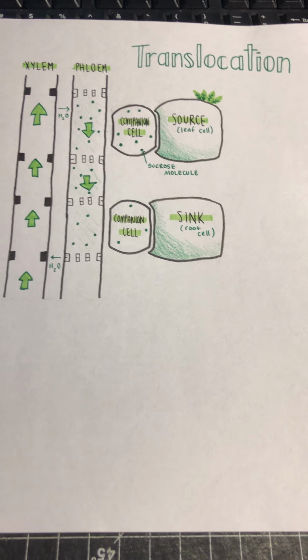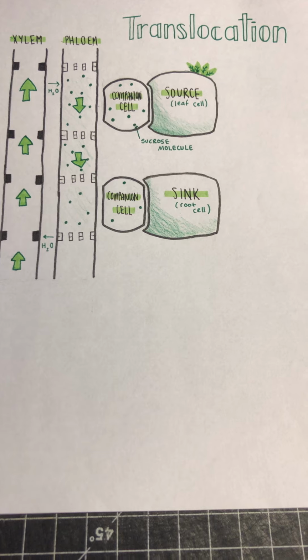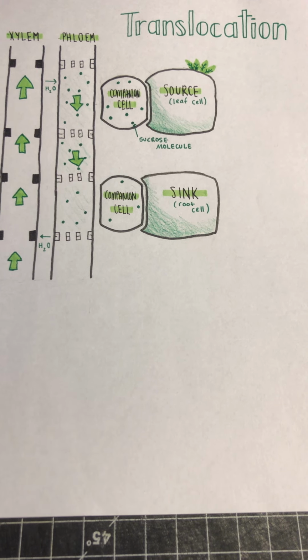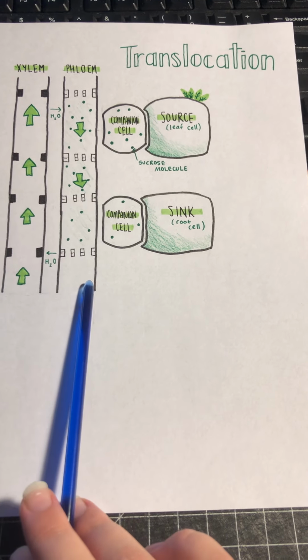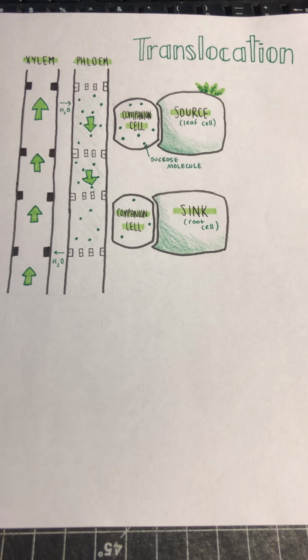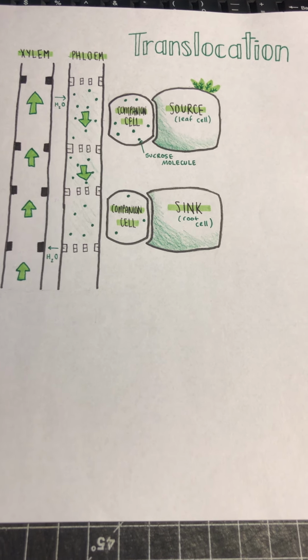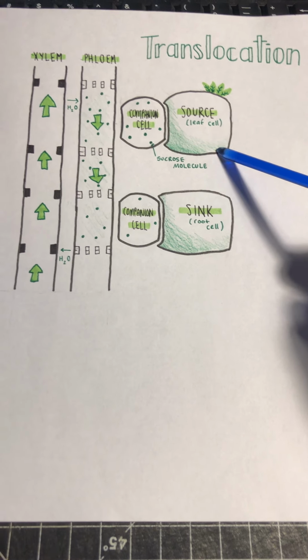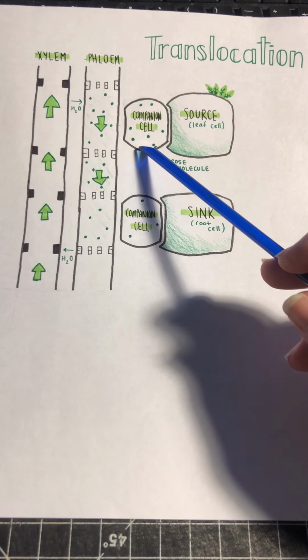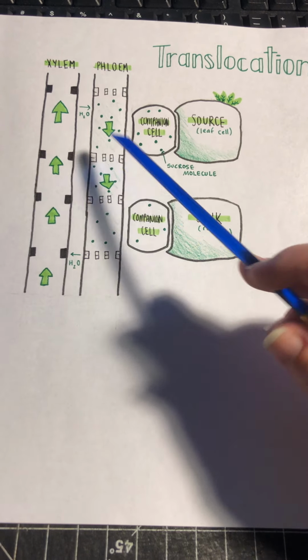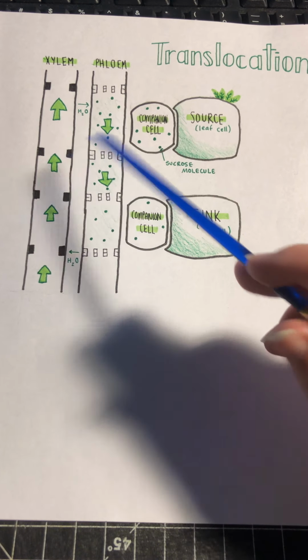Translocation. Plants transport organic compounds from sources to sinks in the phloem. Phloem loading is the process by which sugars enter the phloem. Sugar produced by a source is actively loaded into companion cells, and then it diffuses into phloem sap.